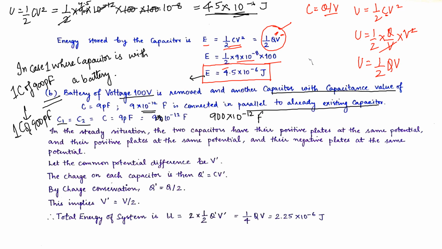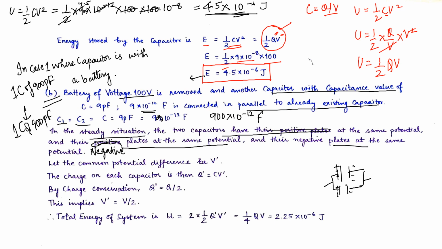minus 12 farad. In this steady situation, the two capacitors have their positive plates connected to the same terminal, and their negative plates are connected to the same terminal. In this steady state, they have their positive plates at the same potential and their negative plates at the same potential. Let the common potential difference be V dash.